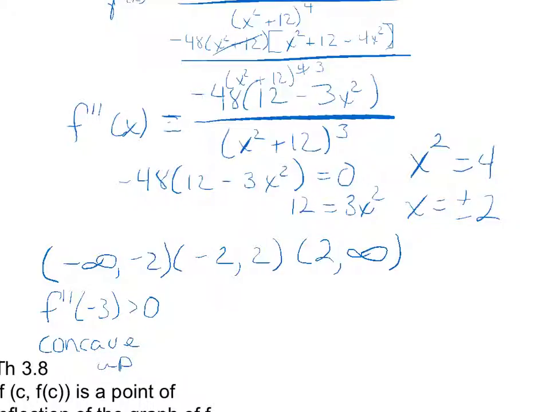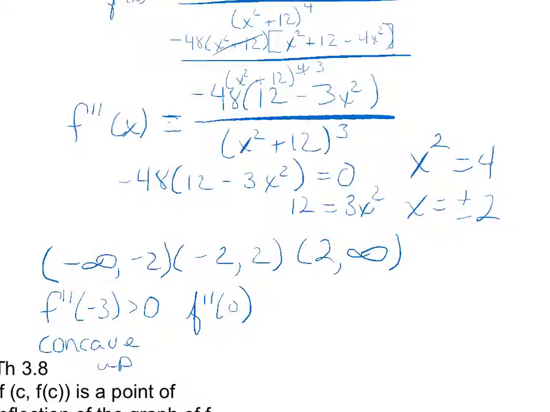If we checked F double prime at 0. So basically, haven't we just done this? We did it with the first derivative. Now we're doing a very similar thing with the second derivative, but where the first derivative told us where functions were increasing and decreasing and allowed us to find maximums and minimums, the second derivative tells us about concavity. But it's the same procedure.